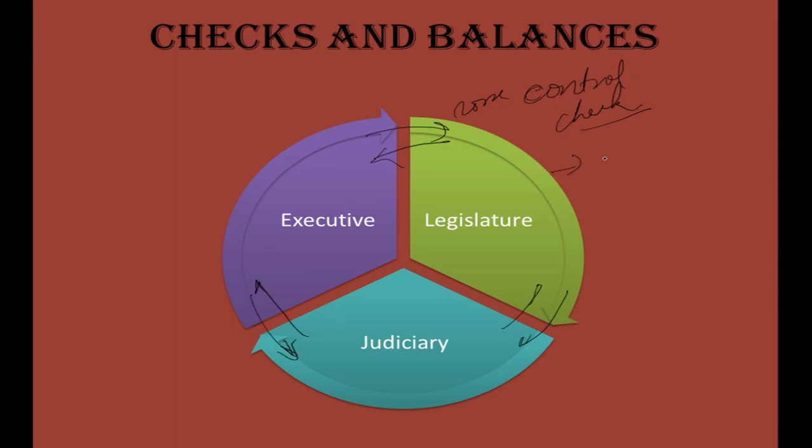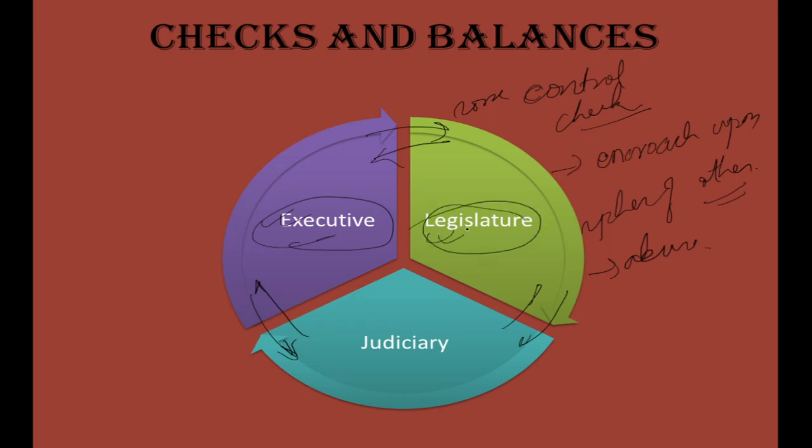This is to ensure that neither of the organs encroaches upon the sphere of the other, thus that the separation of power is maintained. So checks and balances is needed to ensure that the separation of power is maintained. It is needed to ensure that if, say, executive is doing something which is abuse of its power, or legislature is doing something which is abuse of its power, or judiciary is doing something which is abuse of its power, there can be a reformative action against it.